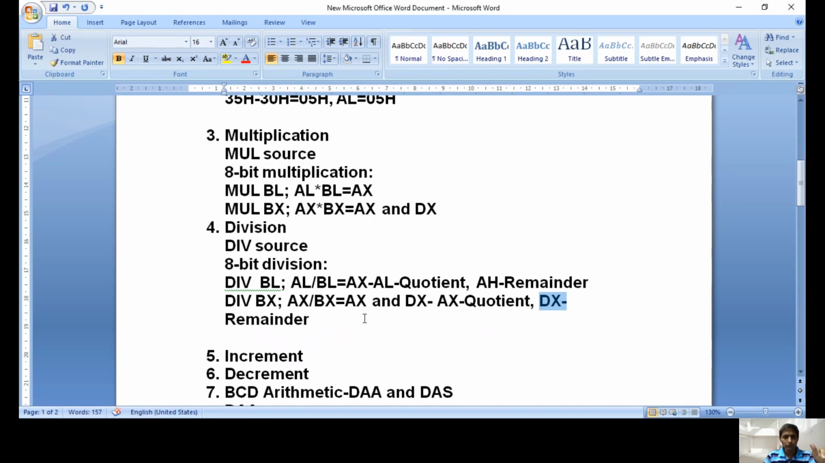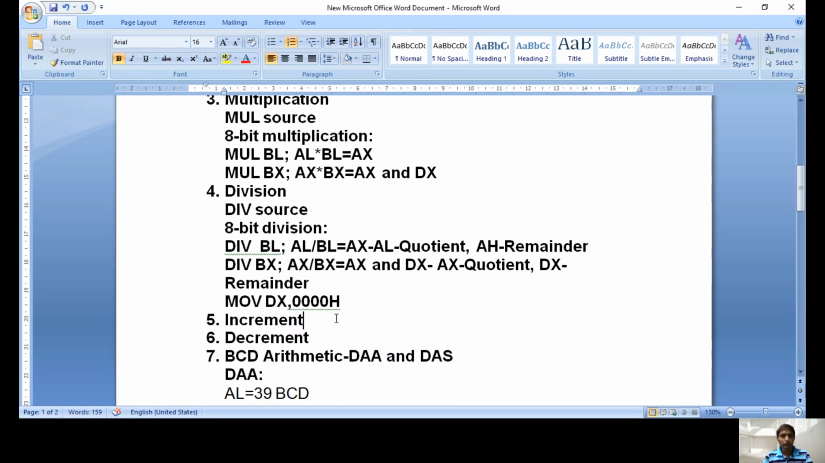So before performing the division BX instruction, we should initialize DX with 0000, four zeros, nothing but MOV DX, 0000. Like that we are initializing before the division operation, then automatically DX takes the remainder part of the result. Okay, this is about the division instruction.